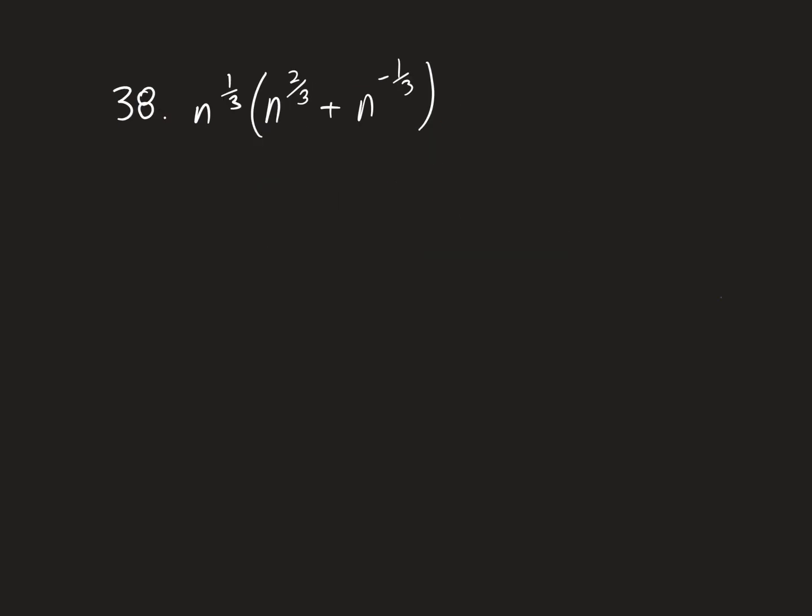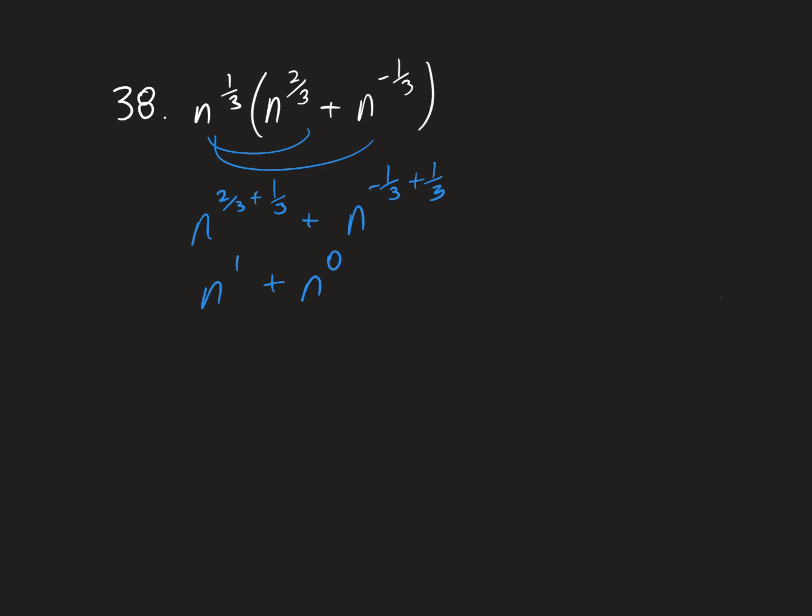Okay, and here's problem 38. So this one's kind of cool. We have n to the 1/3 times parentheses n to the 2/3 plus n to the negative 1/3. Okay, so when we do this, let's lead out by distributing. But what happens when we multiply these? We get exponents that add together, 2/3 plus 1/3 and negative 1/3 plus 1/3. And you may say, okay, well, 2/3 and 1/3 makes a whole. That's n to the first plus n to the 0 power.